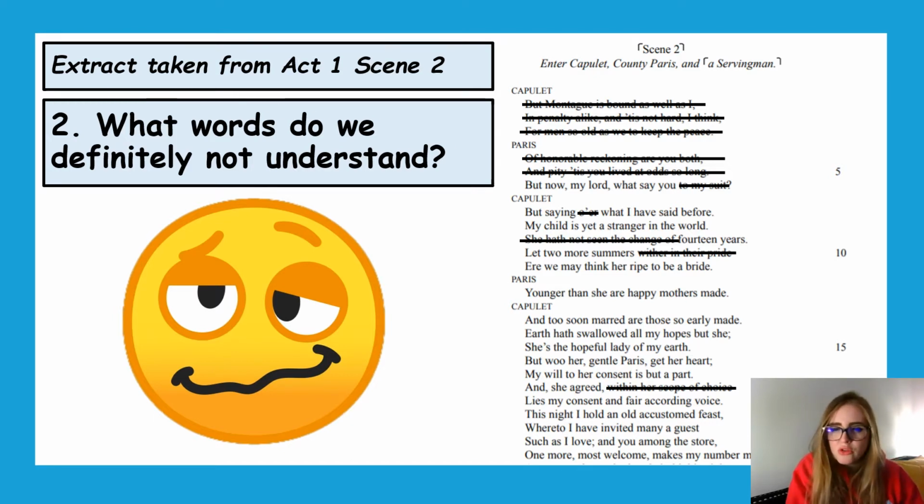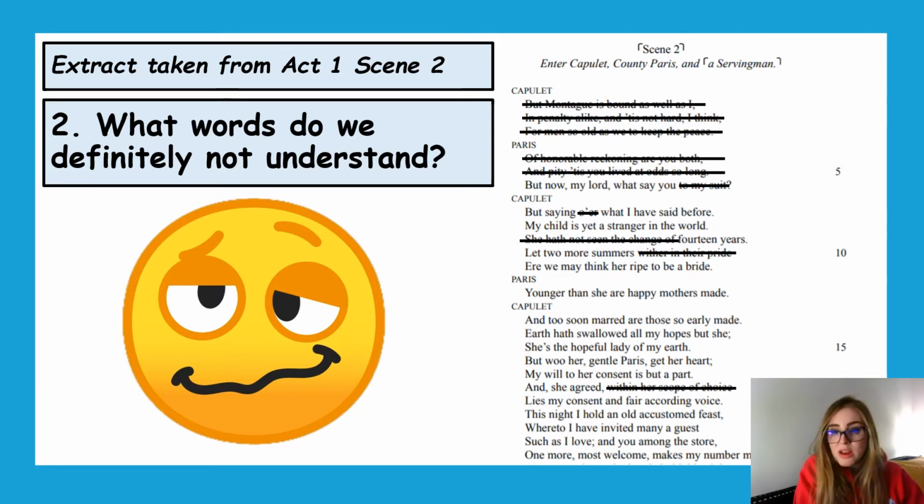There is a word here you might struggle with, which is "marred". "Too soon marred, although it's early made." Marred is quite a good word to use. I'm going to use it later actually when I'm doing some analysis. Marred almost means kind of like blemished. If she becomes a mom too early, it could kind of mar her. It could kind of make her unhappy, for example.